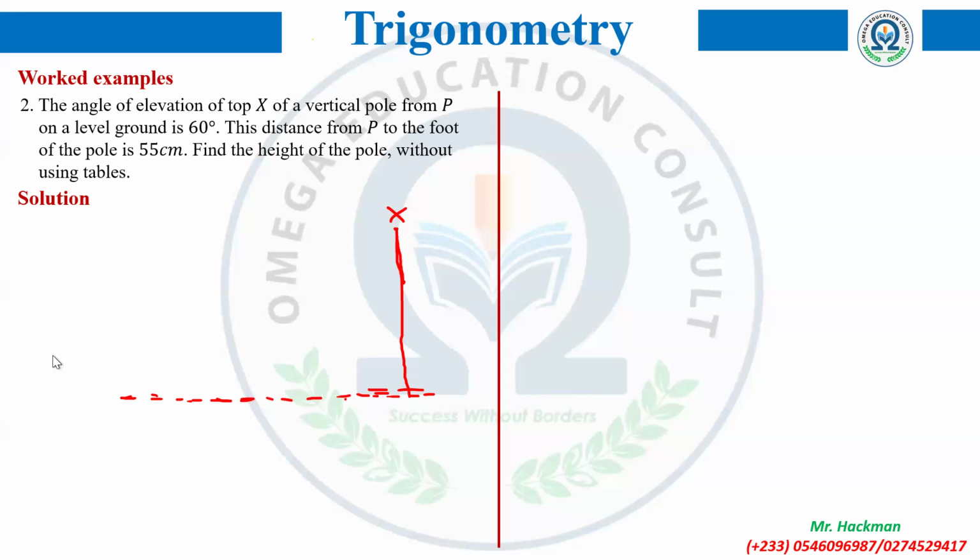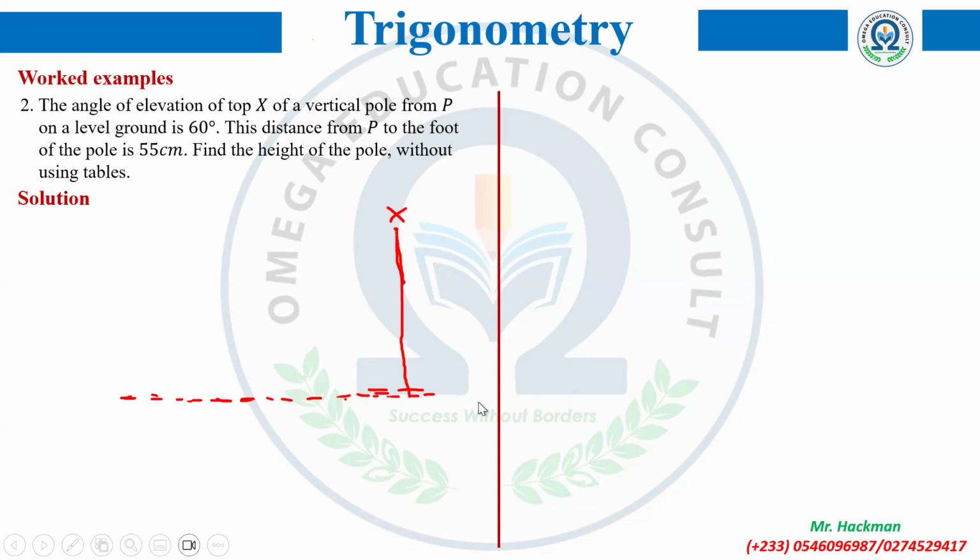Okay, so let's read the question. We are told that the angle of elevation of the top X of a vertical pole from P on the same level ground is 40. So it means P is on the same level ground as the foot of the pole. You get it? So P must be anywhere on this line.